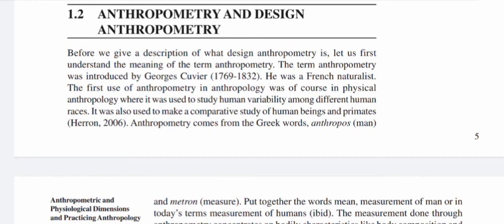The first use of anthropometry in anthropology was, of course, in physical anthropology, where it was used to study human variability among different human races. It was also used to make a comparative study of human beings and primates. Heron, 2006.